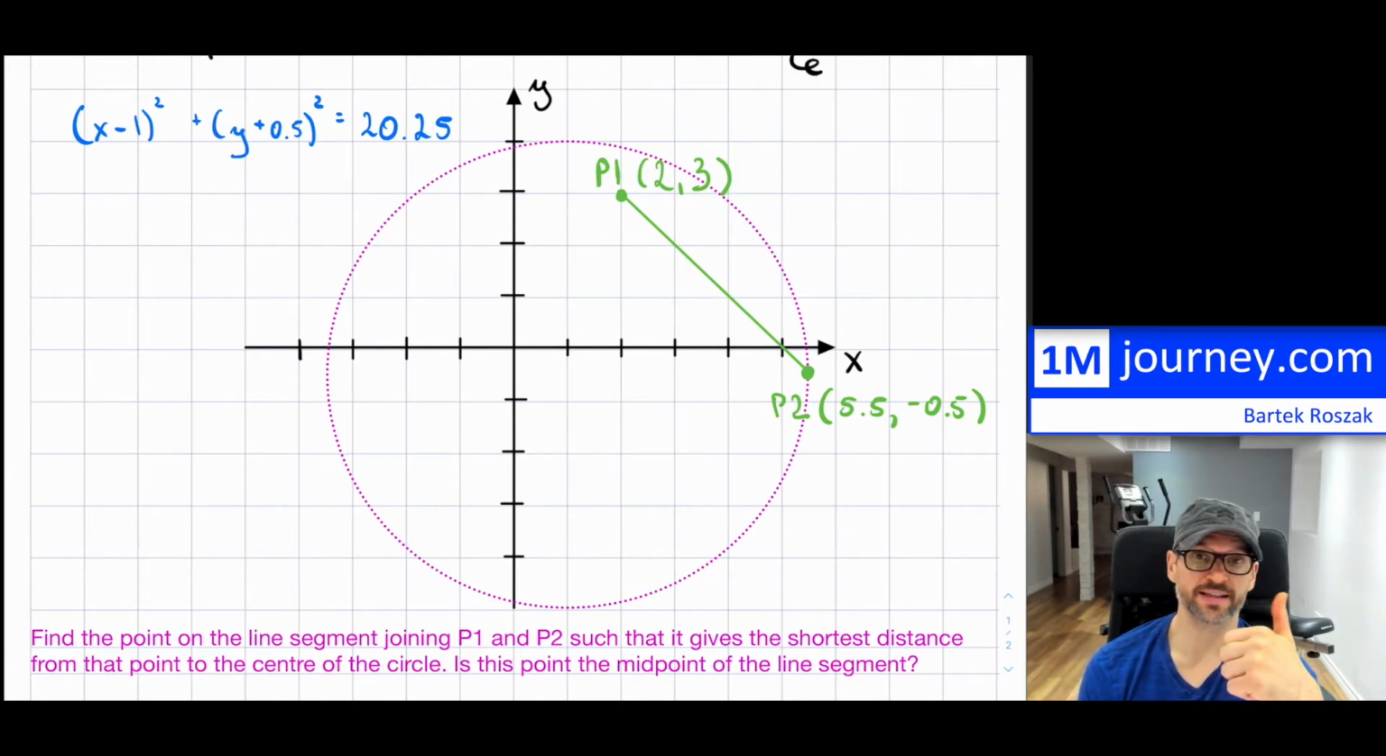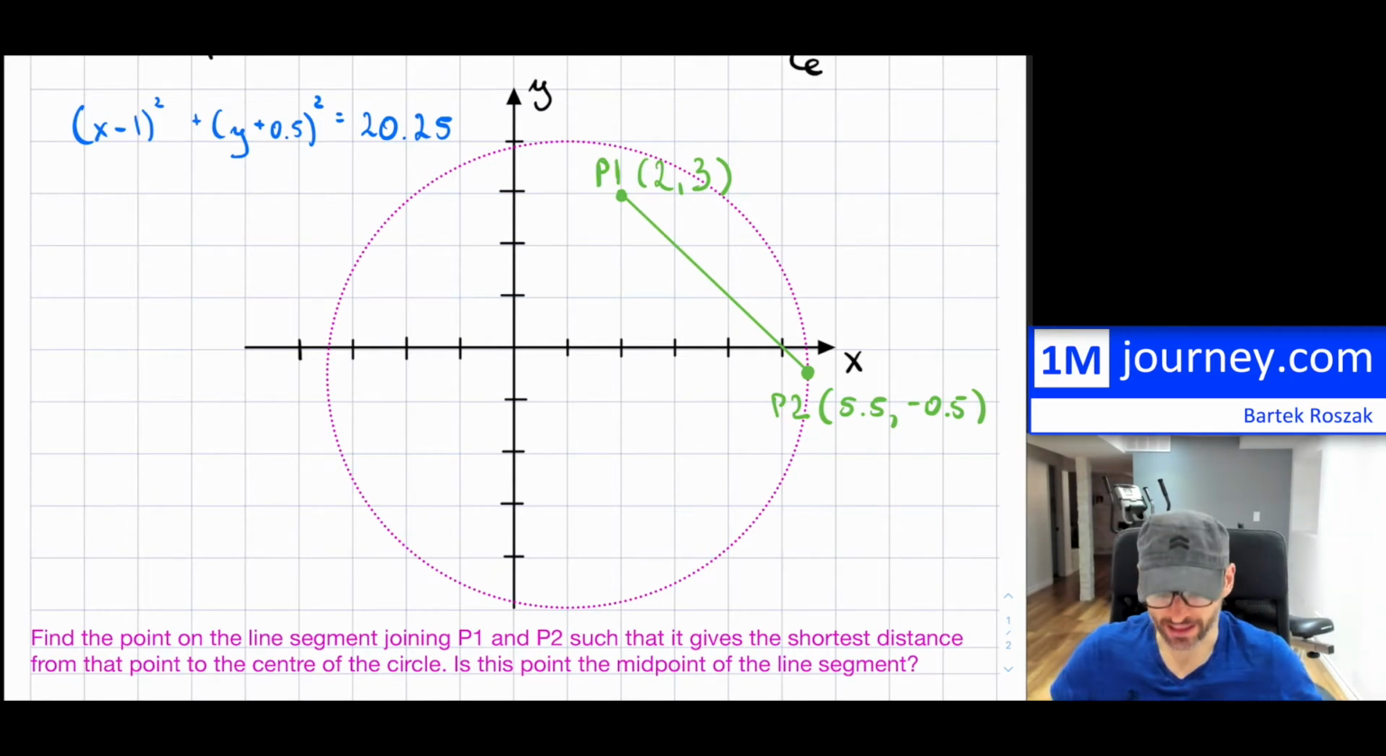Once I find that slope, I can find the perpendicular slope to that, and then I can substitute the center point into that perpendicular line, so I can find the other line, and then I can find the intersecting point between those two lines. Those are going to be the steps that I want to take. Okay, so let's begin.